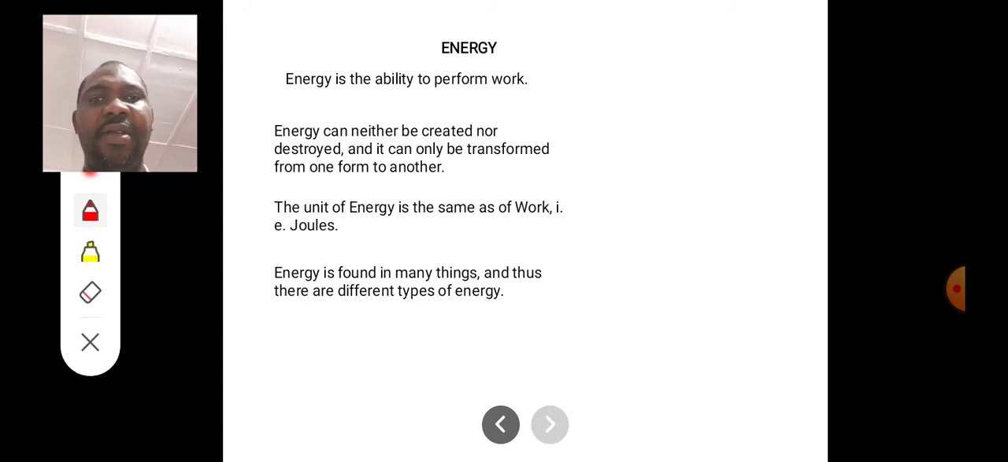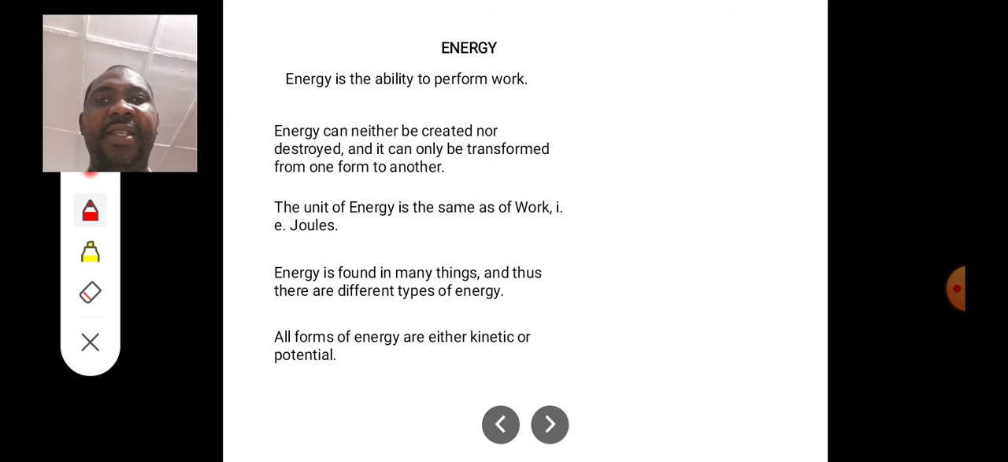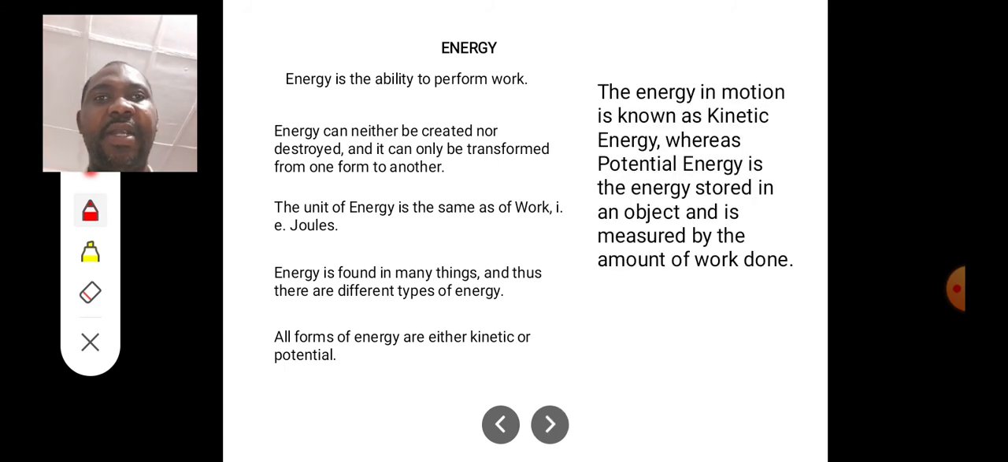Different forms. All the forms of energy are either kinetic or potential. All of them can fall under the category of kinetic or potential. We are going to be explaining that. As long as the energy is in motion, it is known as kinetic energy, whereas potential energy is the energy stored. I also call that rest energy, in an object, and it is measured by the amount of work done.